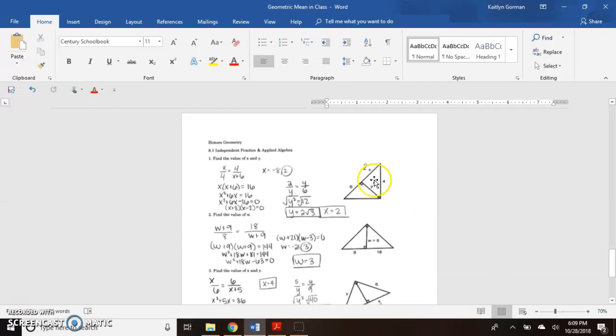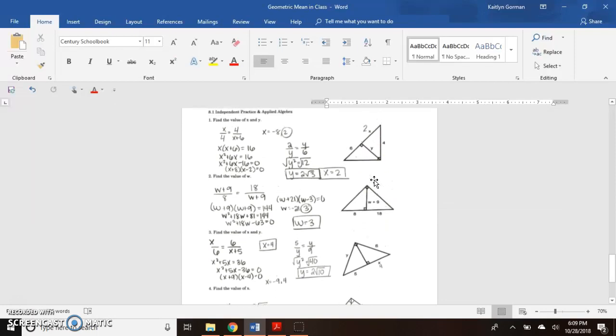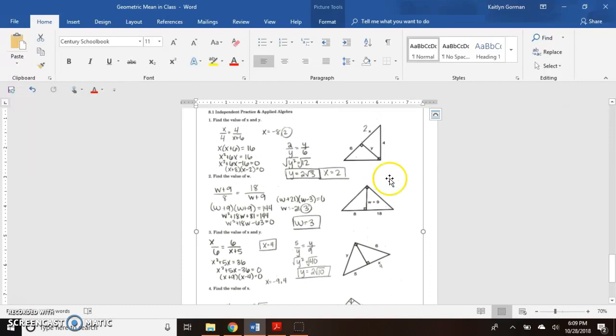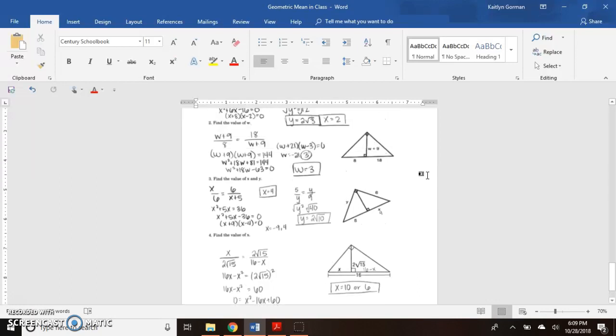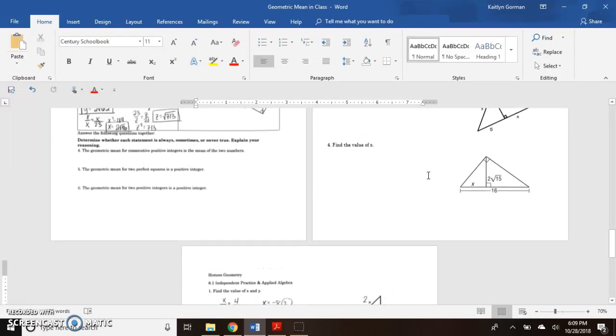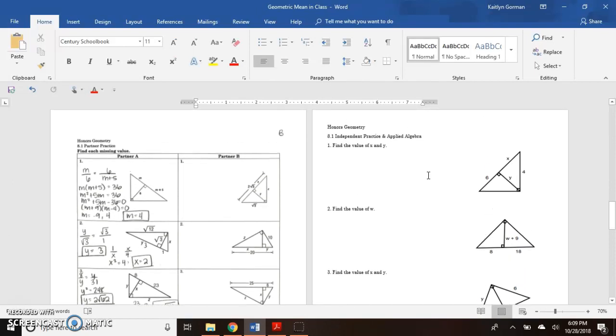I'll show you my work for that. So all of these problems involve factoring quadratics, solving quadratic equations, as well as setting up equations using geometric mean. So once they have that done, then they can do some more practice. But this should take the entire class period of a 50-minute class period.